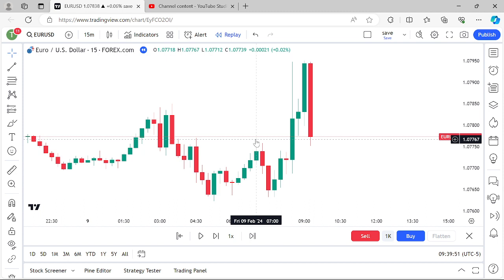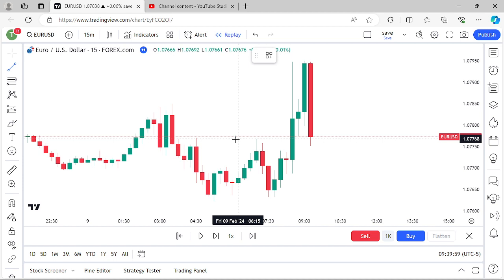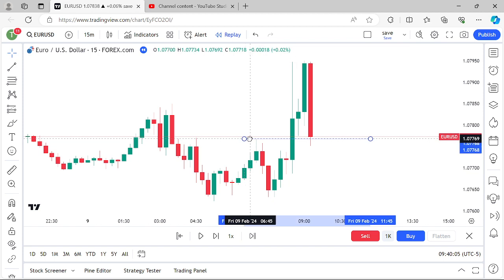It did not respect that level. It was not wicky. It completely cleared that level right here. And whenever that happens, well, it becomes support going forward. Not always. Nothing's 100% in trading, guys. But that's the idea that you'll see commonly happen here.